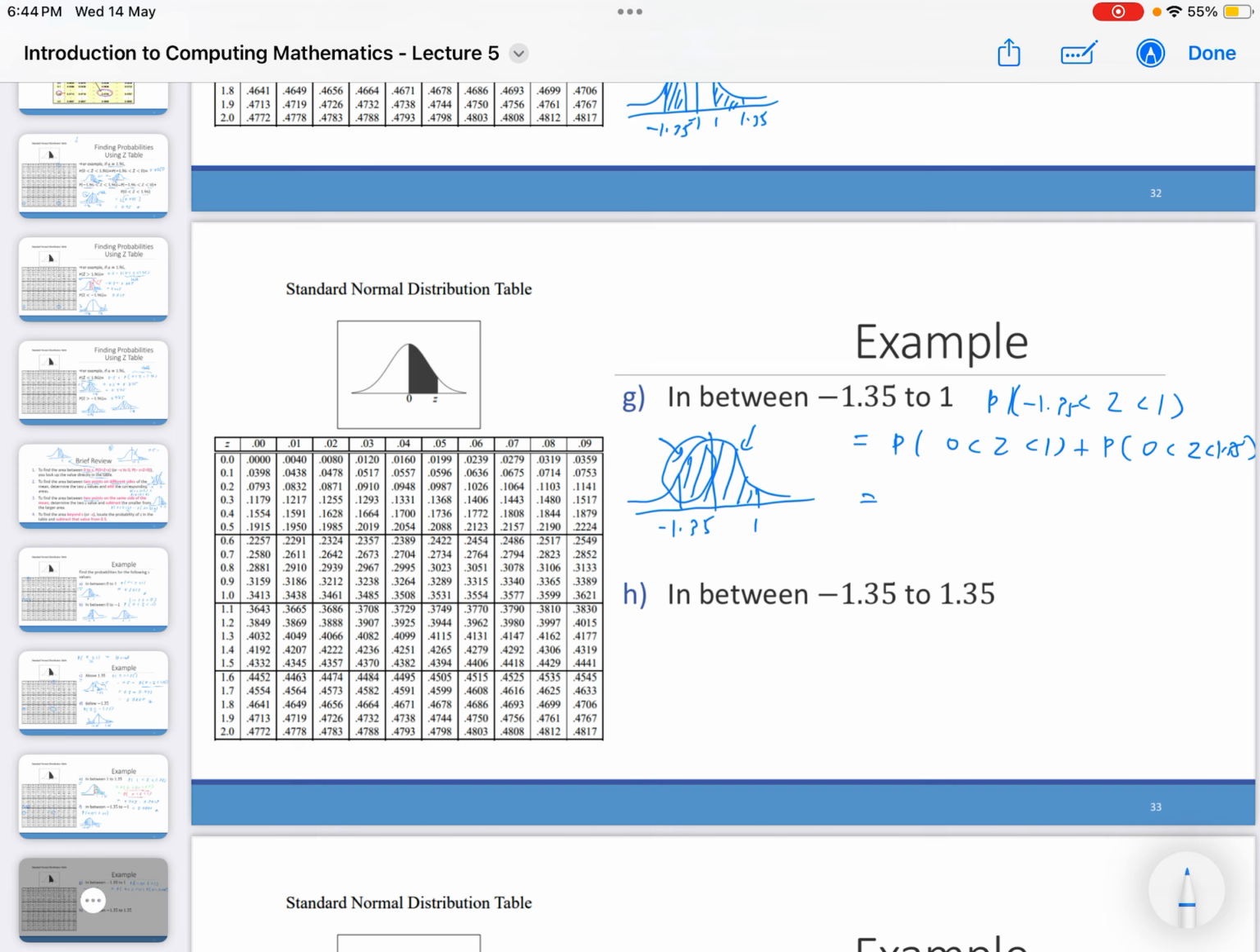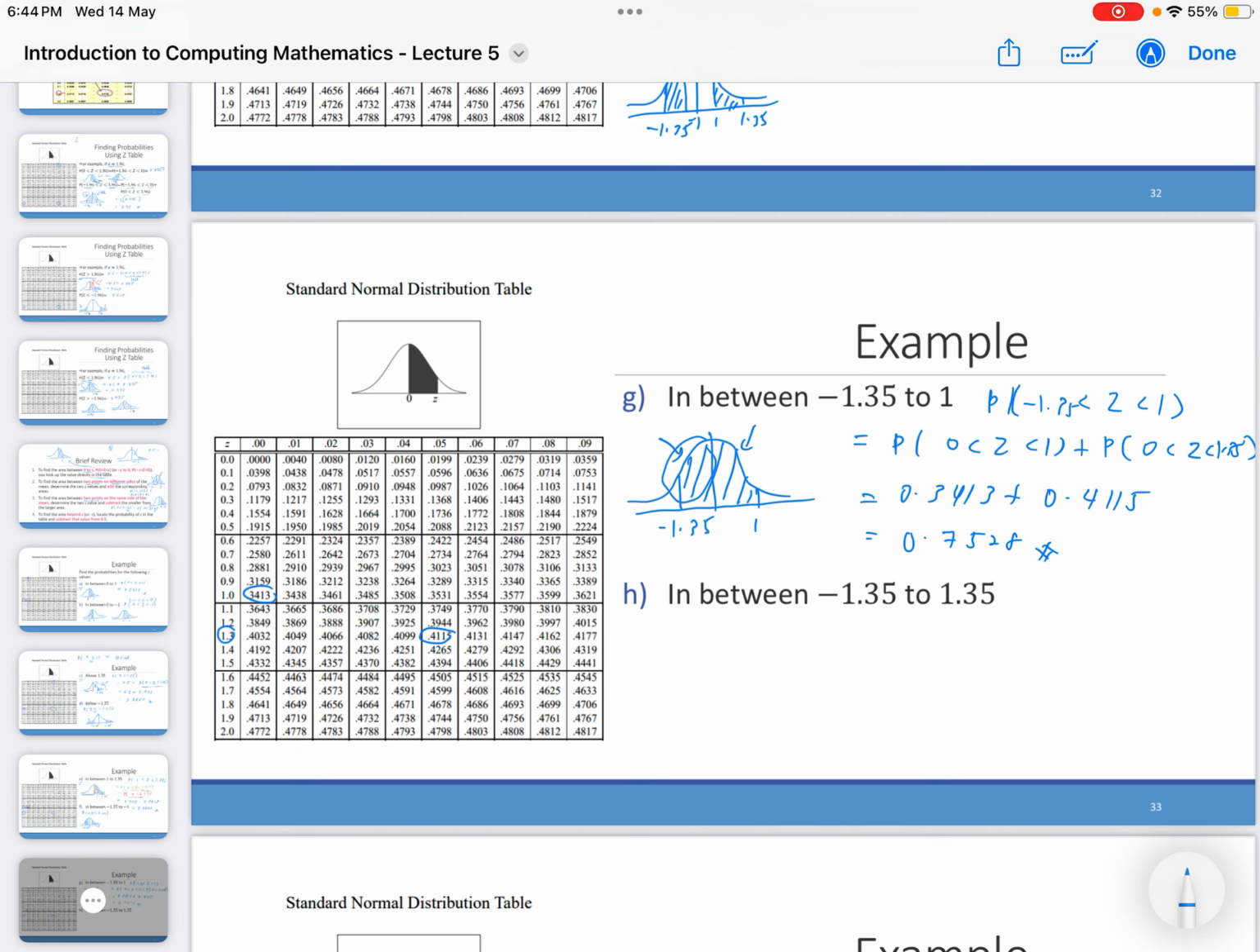Both of these we can look up from the table. The first one is 0.3413, and then plus 1.35, which is this one: 1.3 and then 1.35, 0.4115. So this one equals 0.7528.